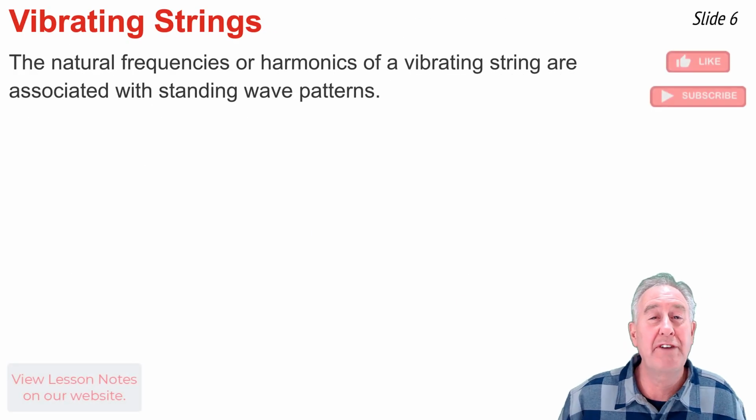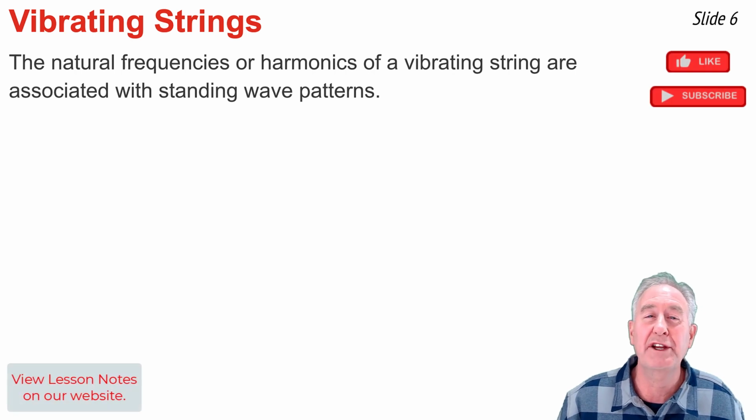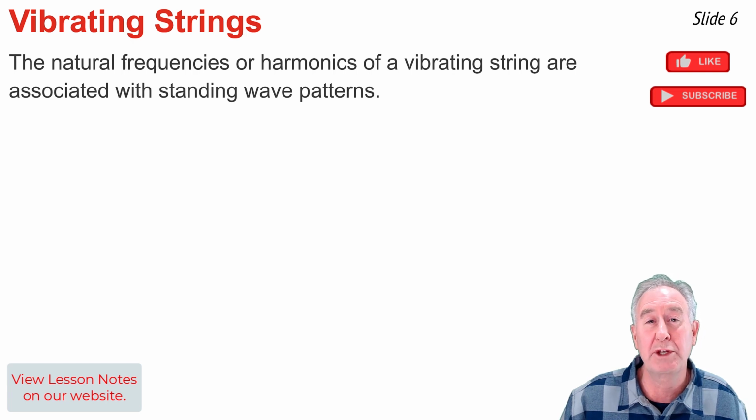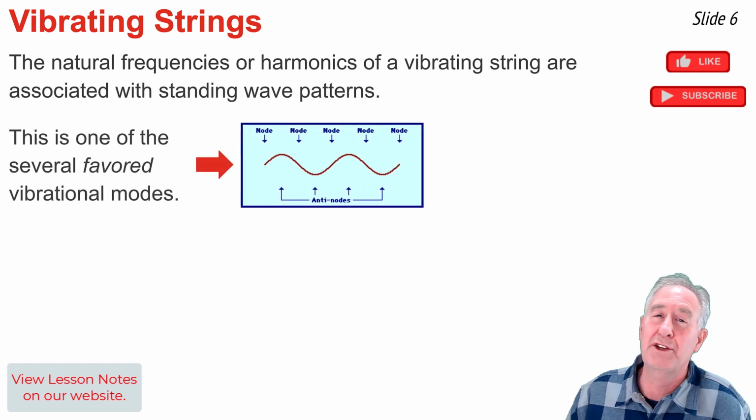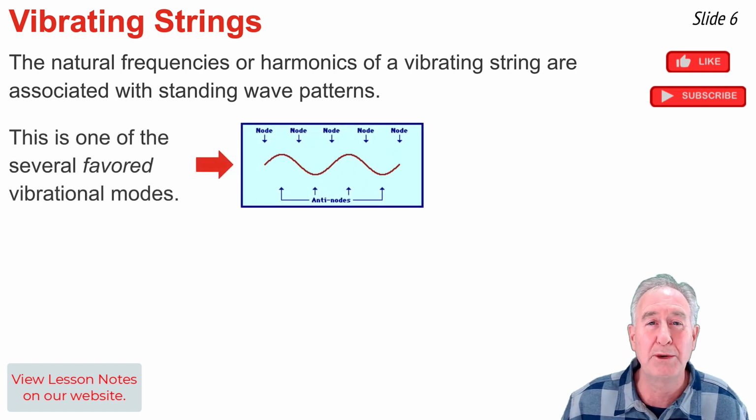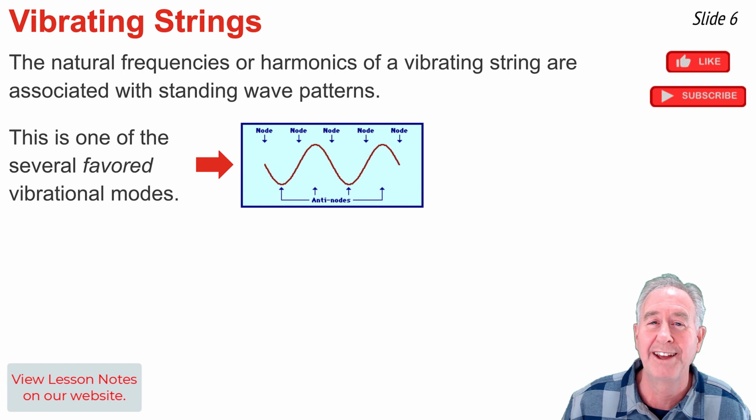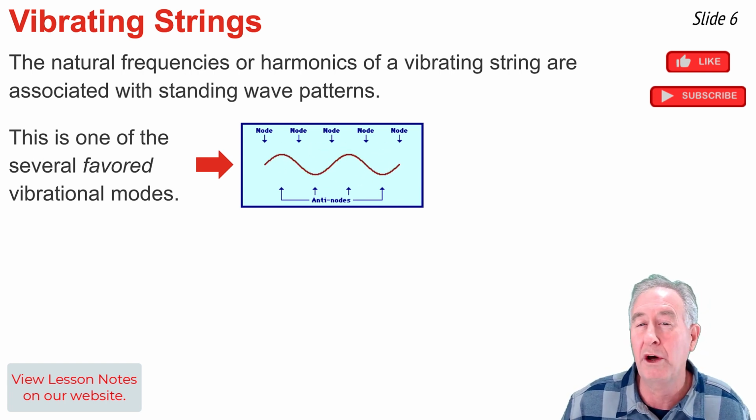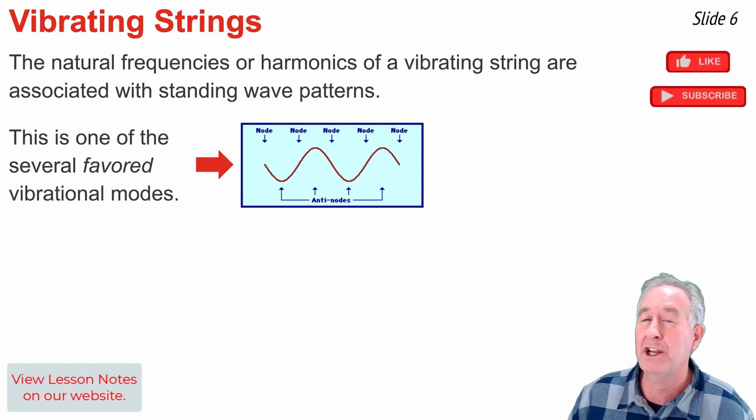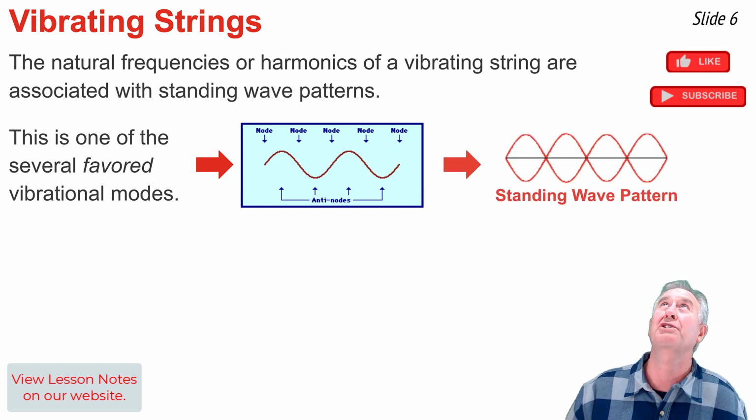Now let's consider vibrating strings, such as the string of a guitar or violin. Strings have a number of natural frequencies with which they can vibrate, known as harmonics, and each harmonic is associated with a standing wave pattern that represents the mode of vibration of that string. Here is one of the several favored low-energy modes of vibration of a guitar string. In the animation, the nodes and the antinodes are marked. We would represent this mode of vibration by a standing wave pattern that looks like this.